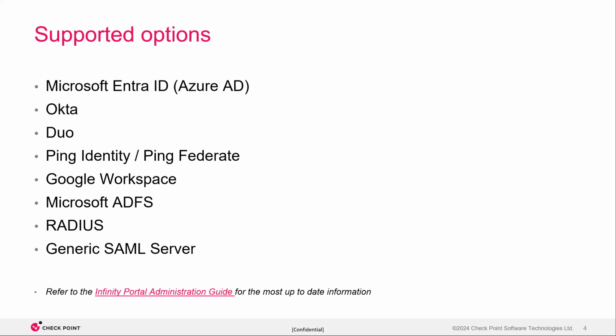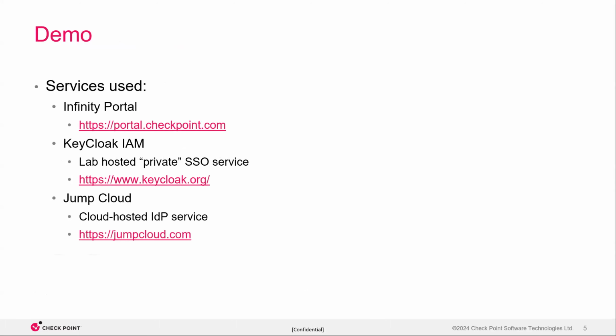Within Infinity Portal, we have quite a few options available. We have Microsoft Azure AD, Okta, and Duo. Then Ping has a couple of service options, Ping Identity and Ping Federate. We have integrations with Google Workspace, ADFS, Radius, and then the one I'm going to talk about is the generic SAML server.